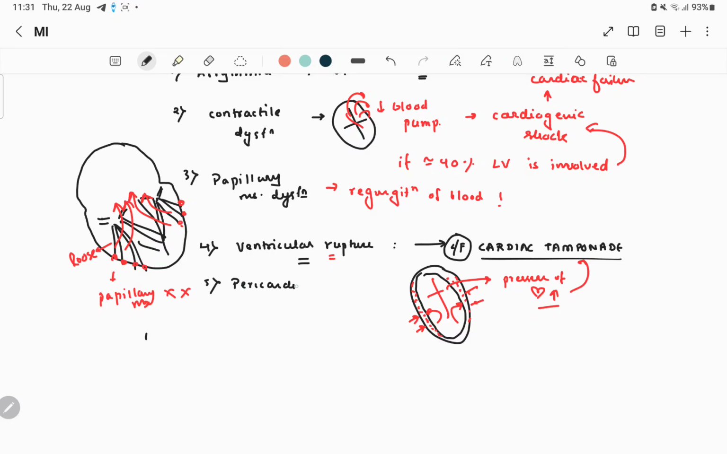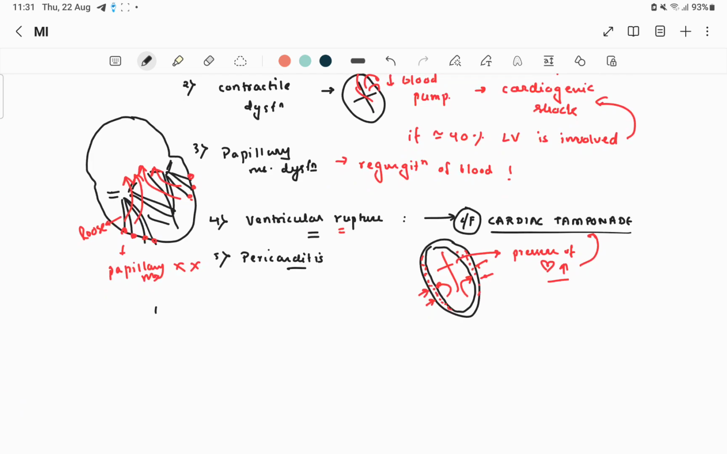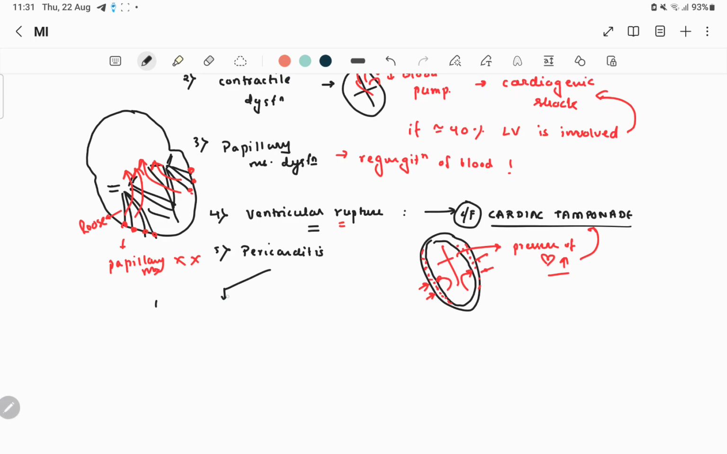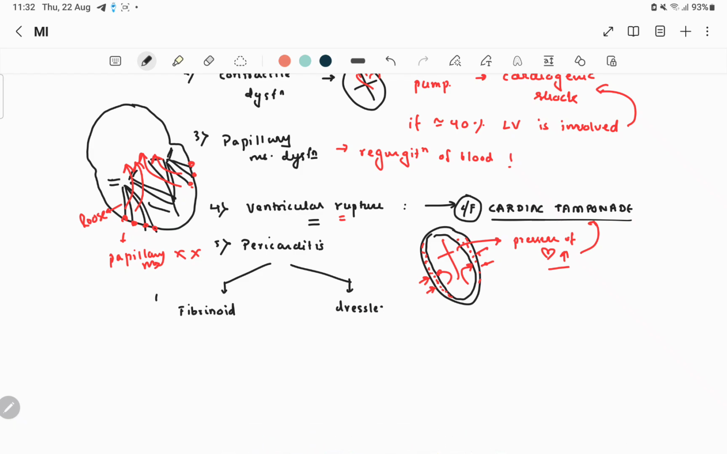Then we can have something called pericarditis. So what is pericarditis? Pericarditis means inflammation of the pericardium due to irritation of the pericardium. It may occur within 2 to 3 days of MI, or within 2 to 3 weeks post MI. We can have basically two types of pericarditis, right? We can have the fibrinoid type, or we can have Dressler syndrome. Fibrinoid pericarditis or Dressler syndrome.